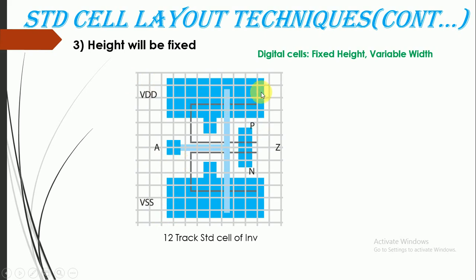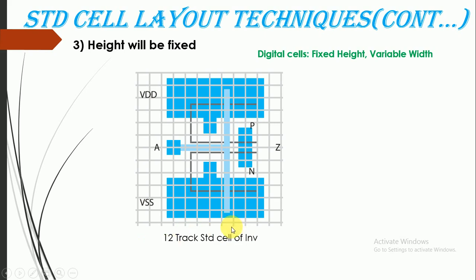That means height will be fixed. As I said, all the standard cell layouts should be placed in a single row. It should not be variable height, because continuity won't be provided in that case. That's why we normally follow this, and this is one example where an inverter is designed in a 12 track standard cell.